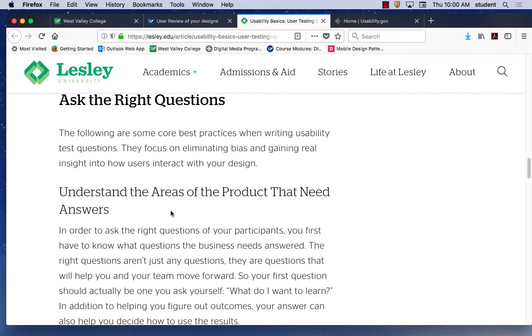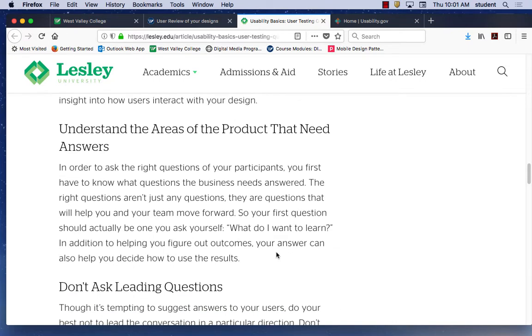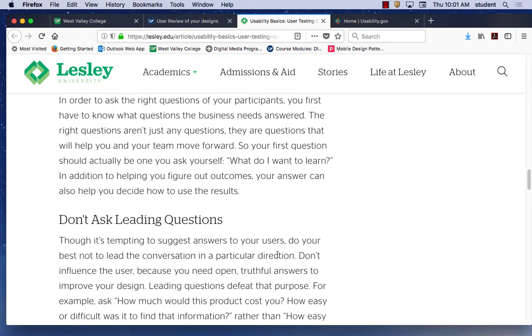In order to ask the right questions in your test, you should first know what questions the business needs answered. The right questions aren't just any questions. They are questions that will help you and your team move forward. So your first question should actually be one you ask yourself: what do I want to learn? Think of the goals in mind when you're writing a question. What do I want to learn? Can they get to the product? Can they see the phone number?